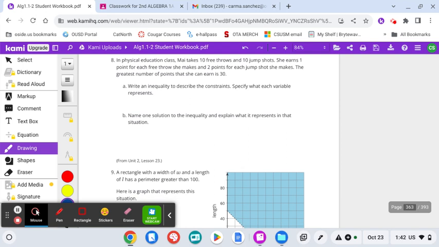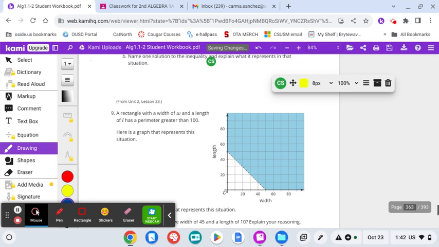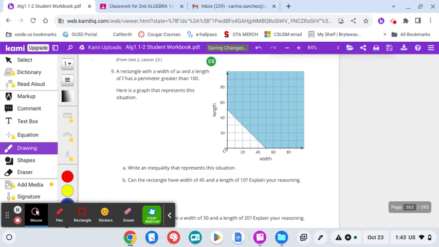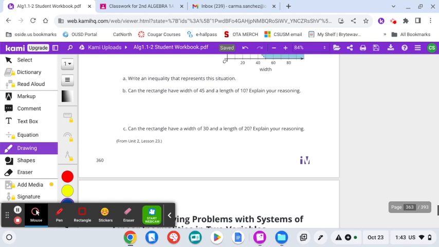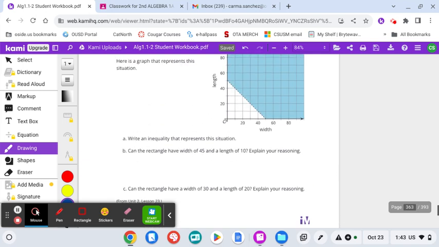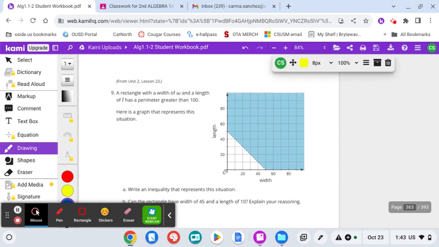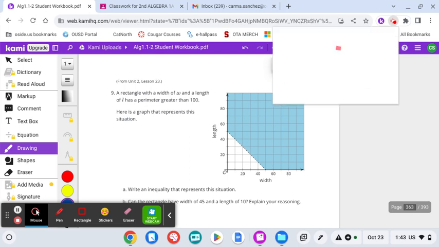Again, writing another inequality, name one solution that would work for that inequality. And finally, number 9 is giving you a graph, write an inequality that represents the situation, and then answer questions B and C. And that's it. Check your solutions with your teacher and ask any questions.